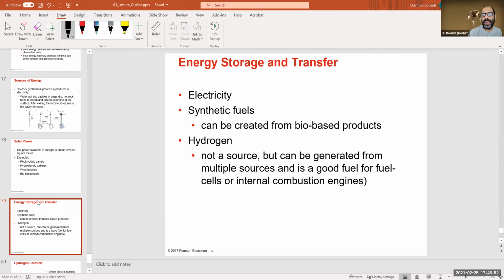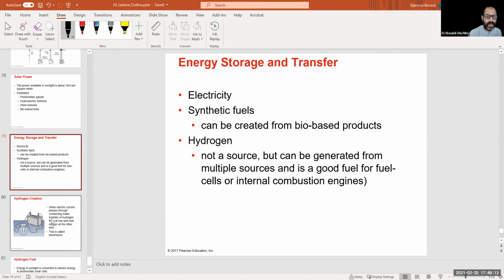So again, we store energy in other forms, for example, electricity, synthetic fuels, and hydrogen. Now there are some hydrogen-powered cars, but hydrogen cells are still not really that popular compared, for example, with electric cars. So hopefully the next cars will be ones that run on hydrogen.